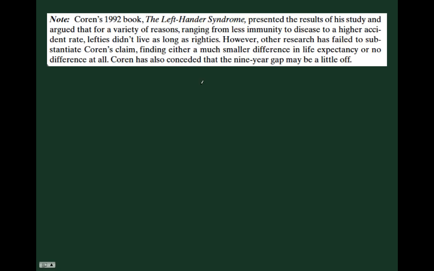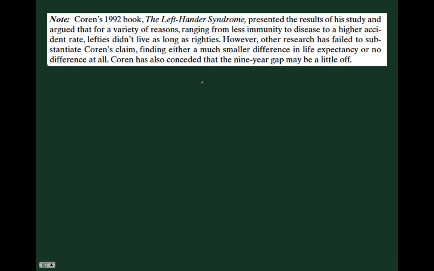Here's a note. Coren's 1992 book, The Left-Hander Syndrome, presented the results of the study and argued that for a variety of reasons, ranging from less immunity to disease to a higher accident rate, lefties didn't live as long as righties. However, other research has failed to substantiate Coren's claim, finding either a much smaller difference in life expectancy or no difference at all. Coren has also conceded that the 9-year gap may be a little off. So if you're a left-hander, don't get too stressed out.